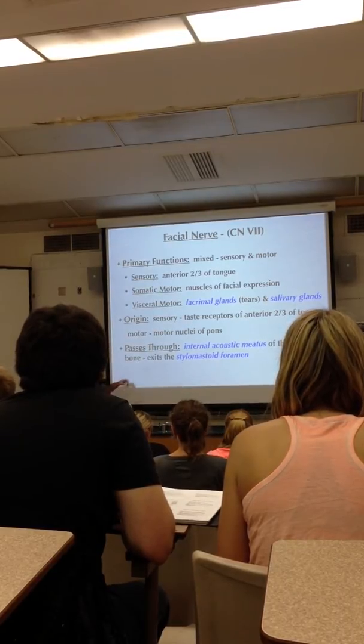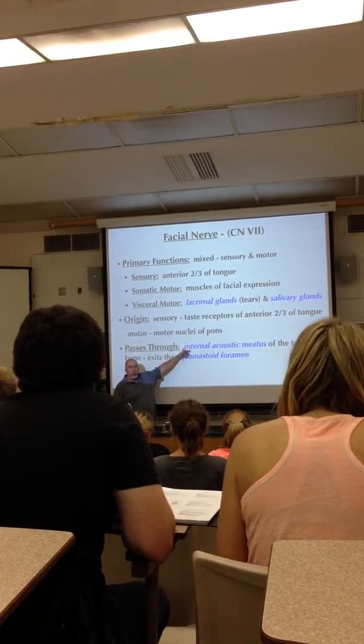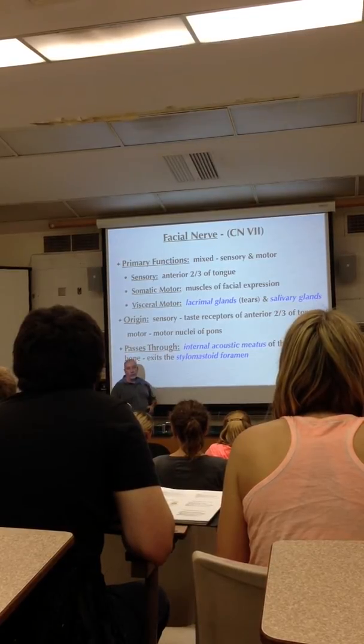This nerve, you guys, goes through the temporal bone. It goes into that internal acoustic meatus, travels through the bone, and comes out through that stylomastoid foramen. Okay.